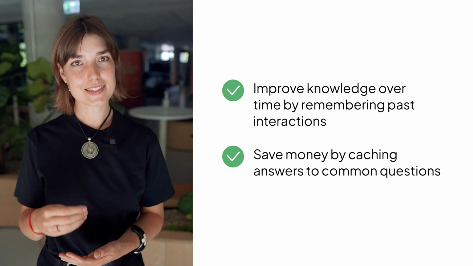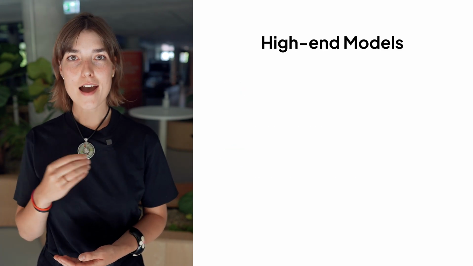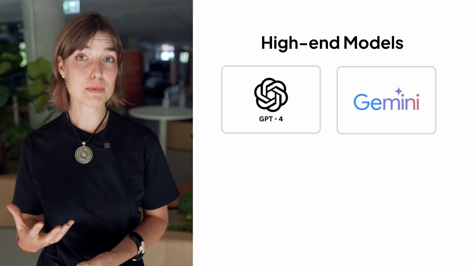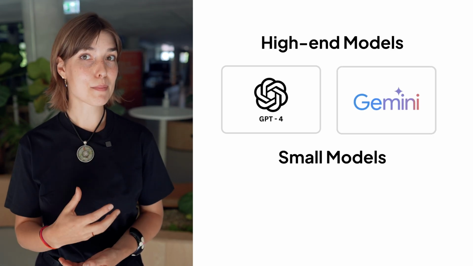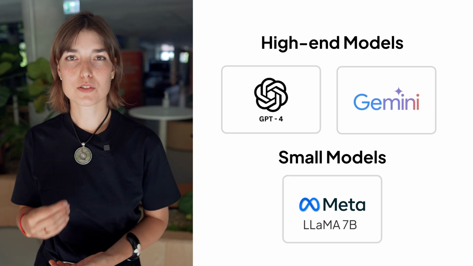For example, let's say we want to save time and money. High-end generative models like GPT-4 or Gemini often work better than smaller models like Llama 7B, but they also cost much more.